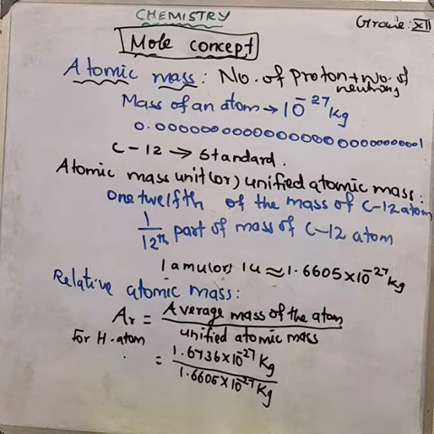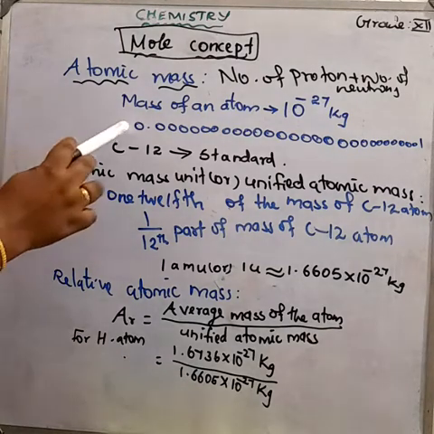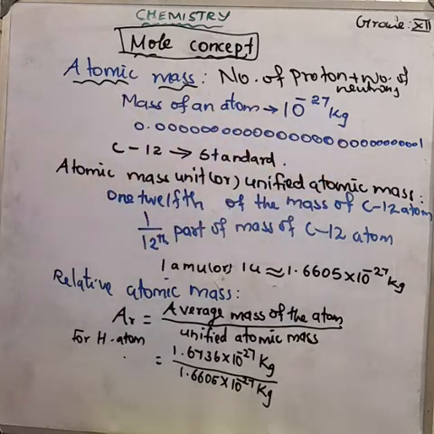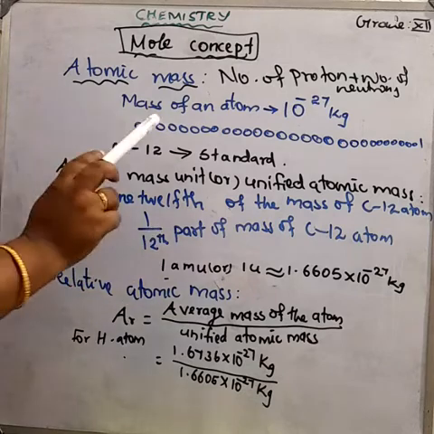It is difficult to find out the mass of an atom because it is a very small particle. The mass of an atom is approximately 10 power minus 27 kilogram. Very small. After the decimal point, there are 27 digits. It is a very tiny particle, so it is impossible to measure its mass directly.